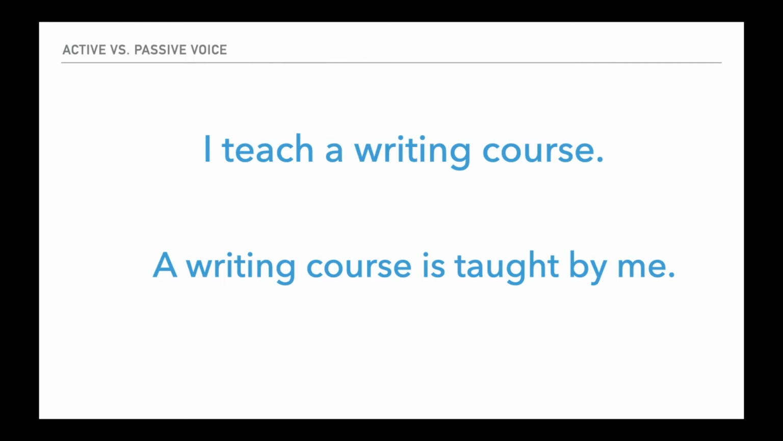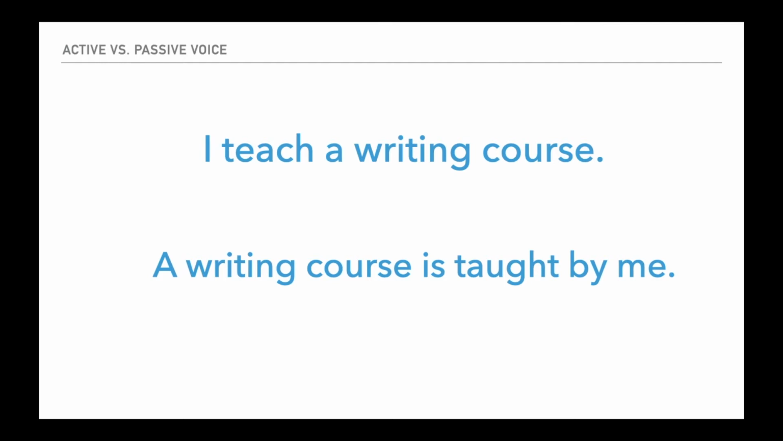Today we're going to take a look at some examples and see if we can recognize when we're slipping in the passive voice and understand how to correct it and get things back active. So let's take a look at how we can make this better and use active and sometimes passive voice correctly. Here are two sentences like we had in the starting example today. I teach a writing course, and a writing course is taught by me. Now, one of these is much more direct.